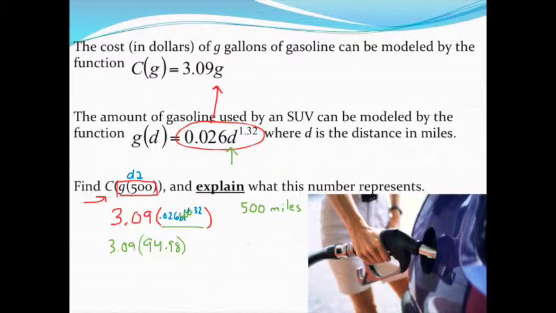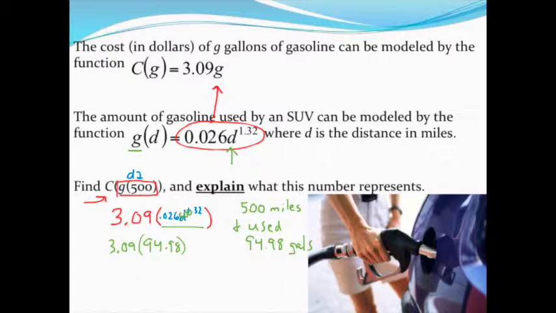Okay, that's still within parentheses though, and is still being multiplied by 3.09. Well, if I pause and ask what that 94.98 represents, I'm going to include that in my explanation. We plugged in 500 miles and we got out G as an answer, which was the amount of gasoline we used. So I'm going to say in my explanation, I've driven 500 miles and I've used 94.98 gallons of gas. Okay, so my explanation will continue, but at least I'm up to that point.